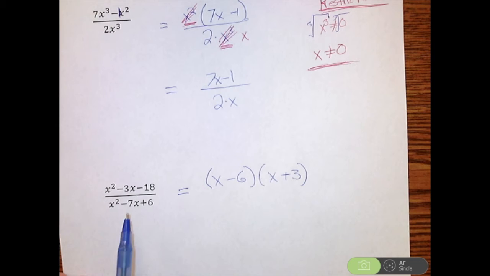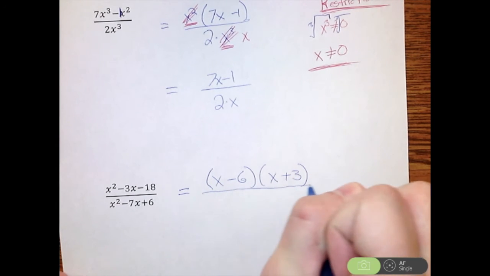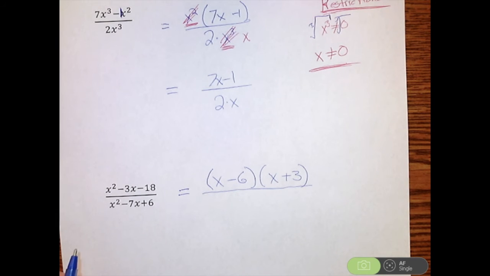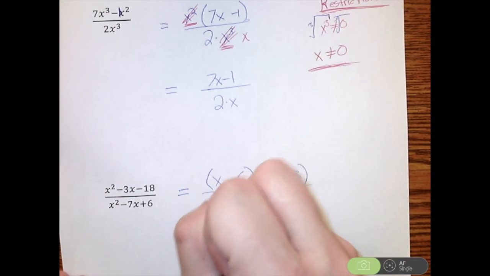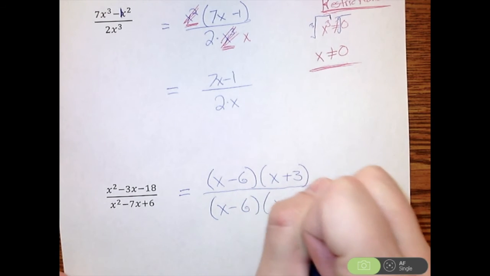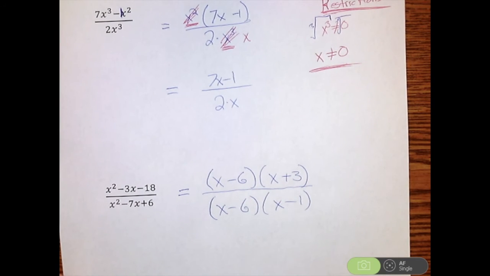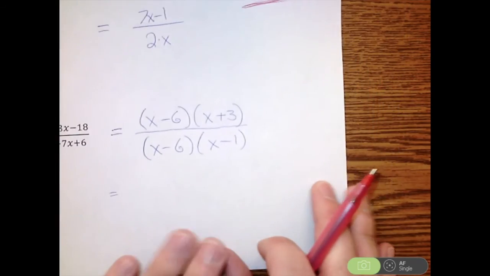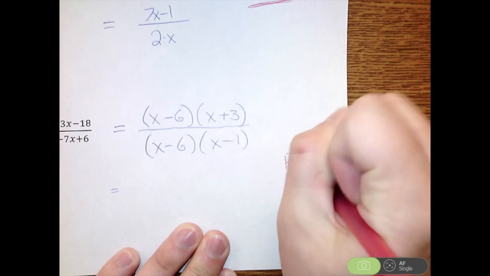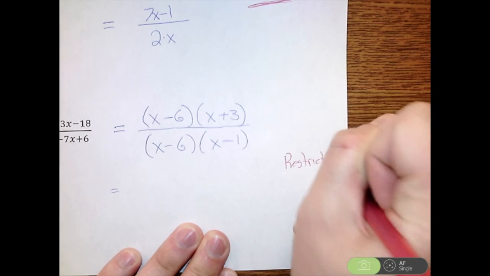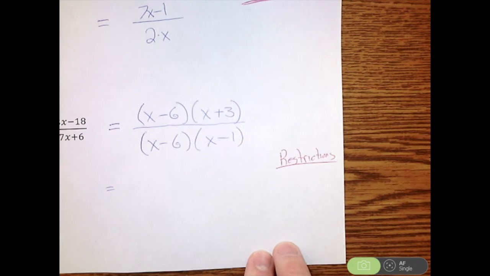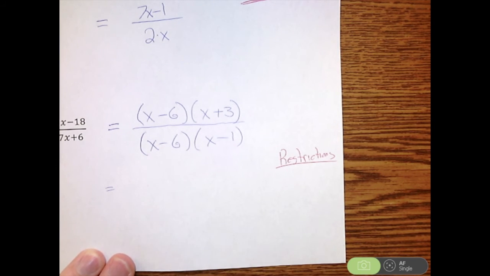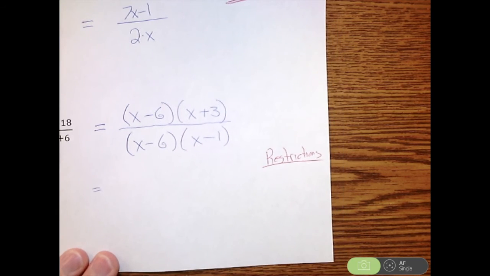We're also going to factor that denominator. So I need 2 numbers that multiply to 6, add to negative 7. It's going to be negative 6, negative 1. So now that I've factored, what I would like to do is talk about restrictions again, and I want those figured out. So remember, we do not want the bottom equal to 0. We do not want any of the bottom to be 0 because we cannot divide by 0. So what I'm going to do is take each factor, set it equal to 0, and solve.